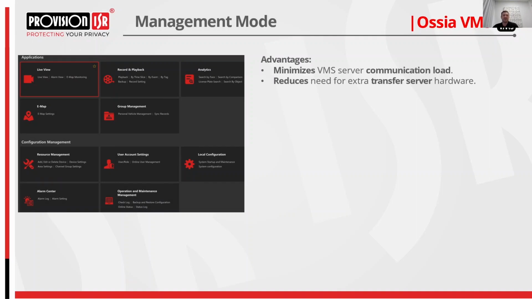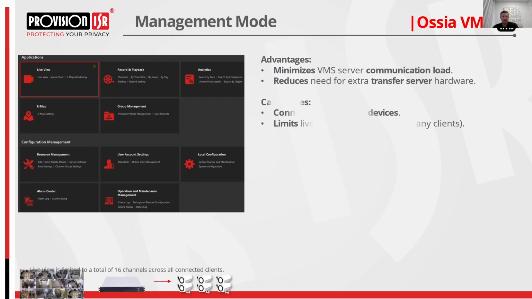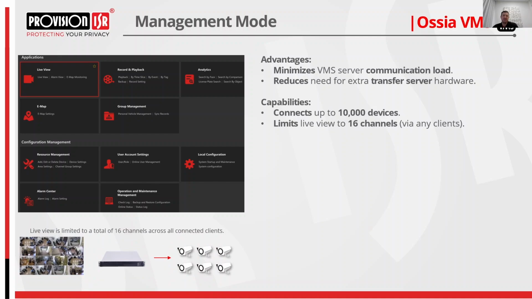Firstly, it reduces the communication load on the VMS server, therefore there is no need for transfer server hardware. In management mode, the VMS server can connect up to 10,000 devices, but can only view a total of 16 live channels. Whether it's a single client or multiple clients, it can only view 16 live channels. All clients connected to the server in this mode are subject to these limitations, so just be aware of that.